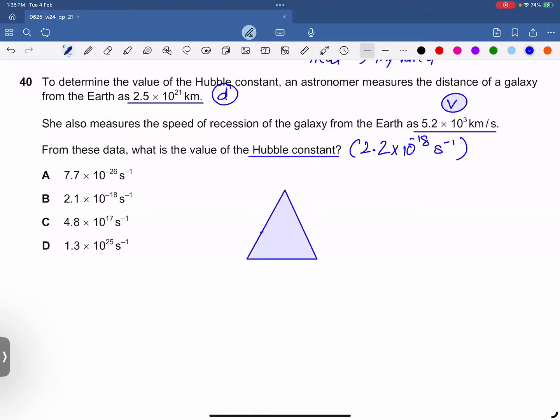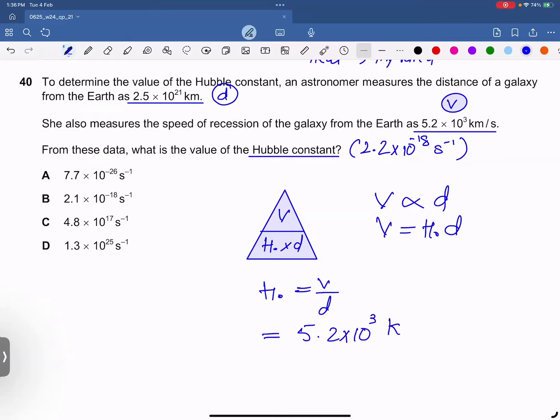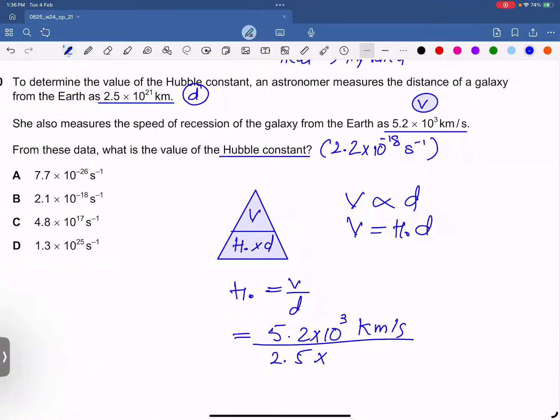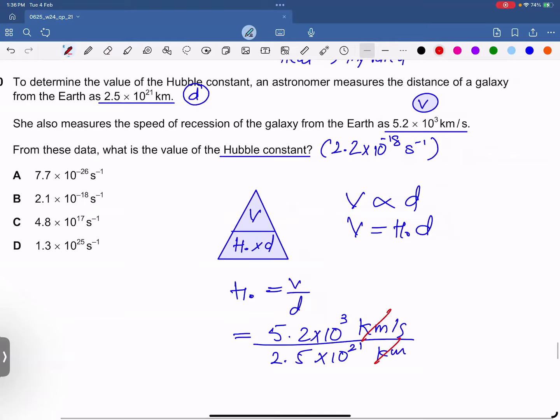Hubble's law says V is directly proportional to D, so V is H naught D. So H naught is V over D. V is 5.2 times 10 to the power 3 kilometers per second over 2.5 times 10 to the power 21 kilometers. I didn't change kilometers because both will cancel. So the answer is 2.1 times 10 to the power negative 18 per second, option B.